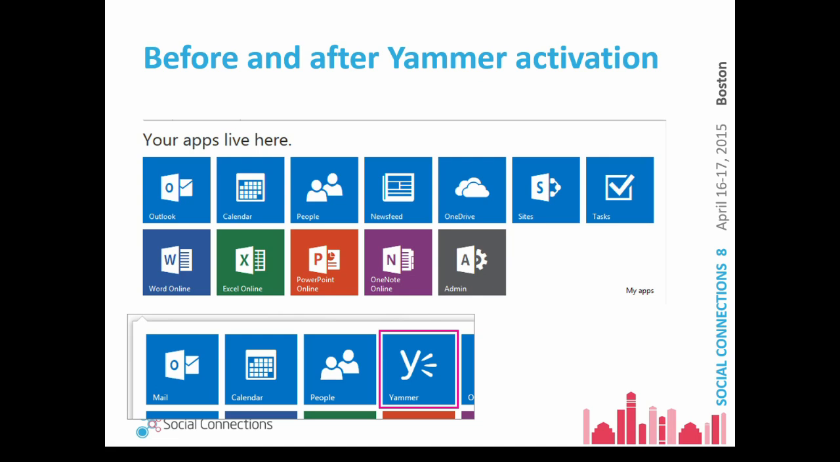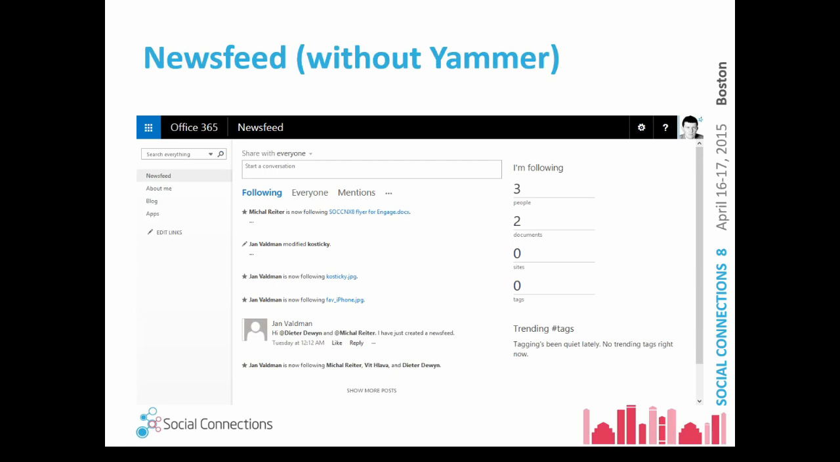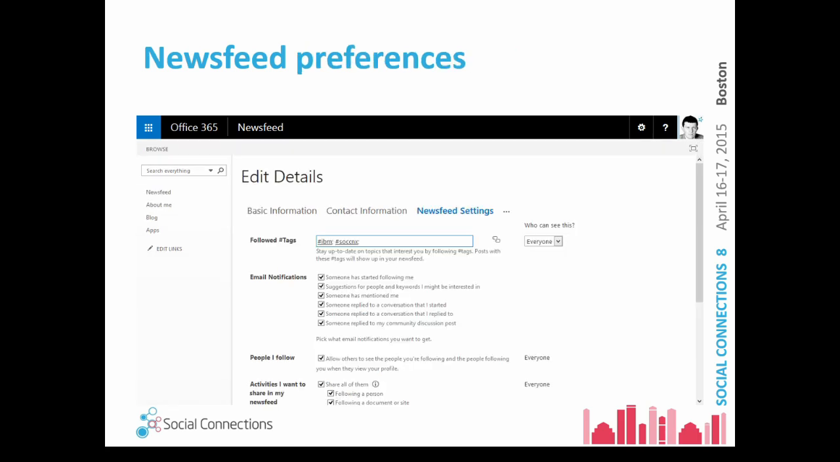Before Yammer, you have only the newsfeed functionality, and with Yammer, the newsfeed is replaced by more powerful feeds. This is the old newsfeed based on the SharePoint technology, so it means without Yammer. As you can see, the user interface is pretty simple. There is no fancy content, no previews, no way to interact with the activity stream. And I think that this is pretty useless. There are some possibilities of customization of this kind of activity stream, but in general, I think it's a very old-fashioned technology.